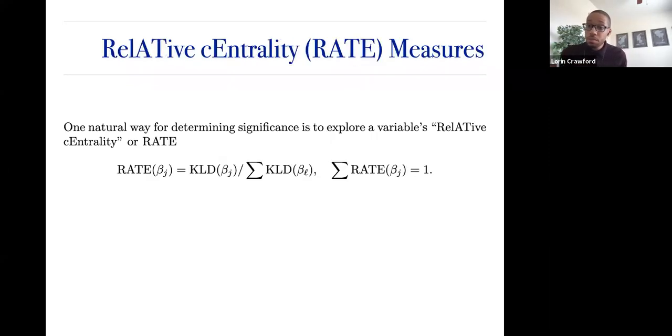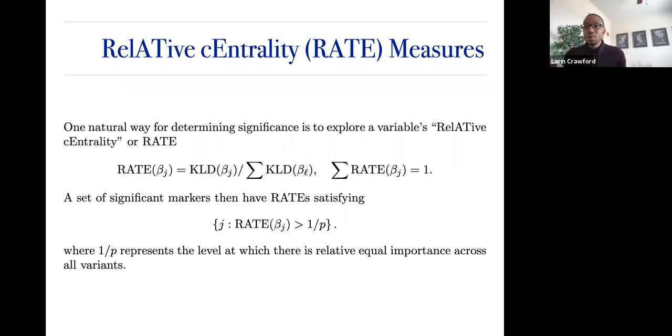So what we use in our work is this idea of RATE, or the relative centrality idea, which is one way to naturally determine significance: scale these KL divergences so that they're on a scale from 0 to 1. What this does is give us a really nice null distribution. The null hypothesis of RATE is that every variable in my data set is contributing equally, this idea of 1 over p, p being the number of features in my data set. Going back to my sports example, the null hypothesis of RATE is that I have a bunch of bench players on my team already. The alternative is that some variables are explaining much more variation than others.